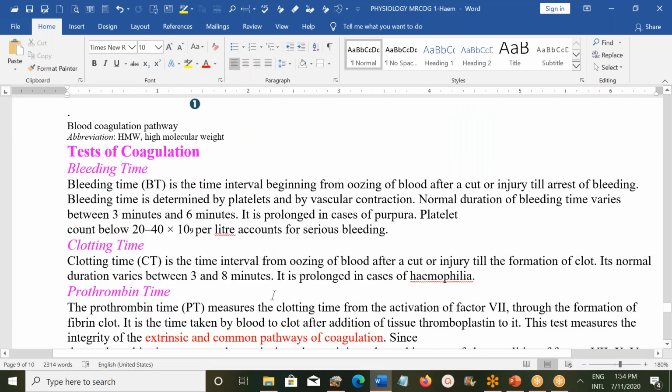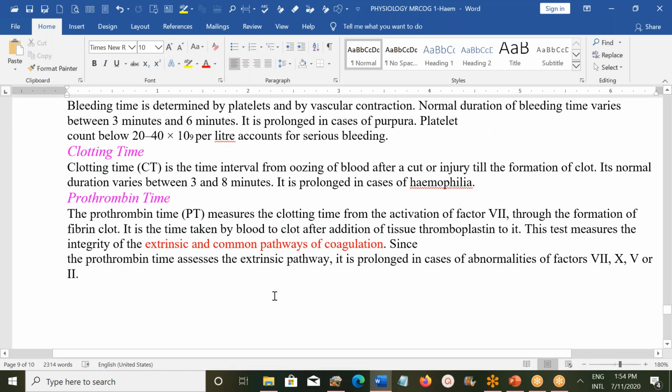Second important definition for you: clotting time. Clotting time is the time interval from oozing of blood after a cut or injury till the formation of a clot. Its normal duration varies between 3 and 8 minutes, and it is prolonged in cases of hemophilia because we don't have blood clotting factor 8. What is prothrombin time? The prothrombin time measures the clotting time from the activation of factor 8 to the formation of the fibrin clot.